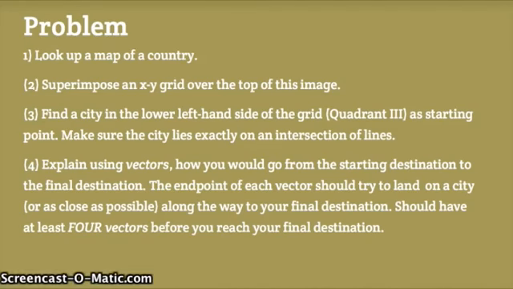Third, find a city in the lower left-hand side of the grid, quadrant 3, as a starting point. Make sure the city lies exactly on an intersection of lines. And finally, number 4, explain using vectors how you would go from the starting destination to the final destination. The endpoint of each vector should try to land on a city, or as close as possible, along the way to your final destination. It should have at least 4 vectors before you reach your final destination.